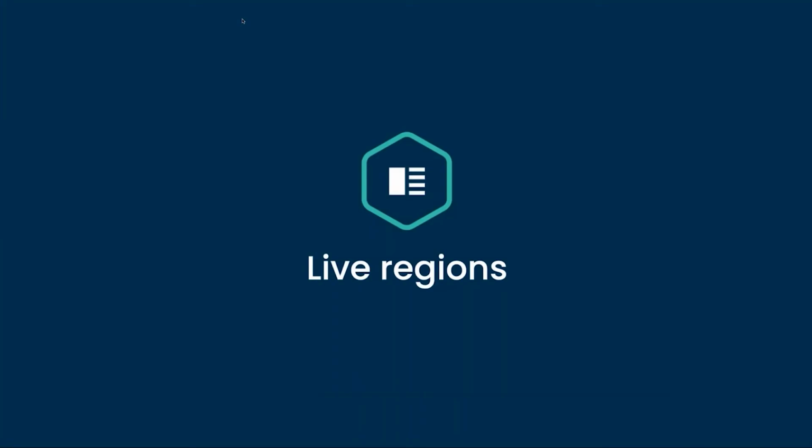Right, and finally, we can have a look at live regions. So these are areas that can change and provide updates to the user. So it could be a list that's being filtered, notifications or validation errors on forms, that kind of thing. And we're going to look at a filtered list.